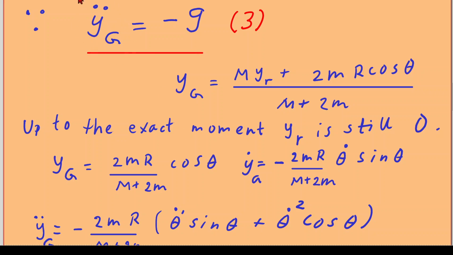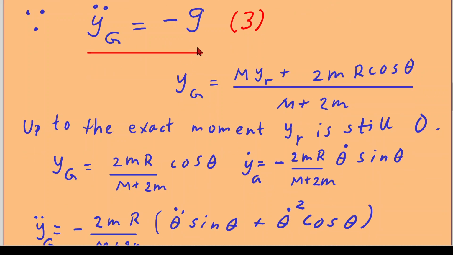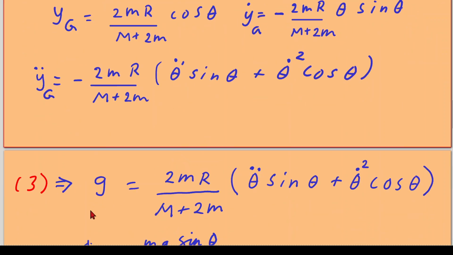And since here we need the acceleration, let's take the derivative like this, and then again one more time. Then you get this expression. And so this is equal to minus g. Then minus here and minus over there, get rid of that. So you have g equal to this expression. Right?